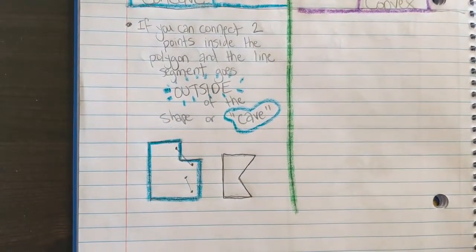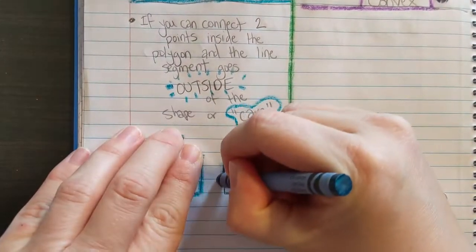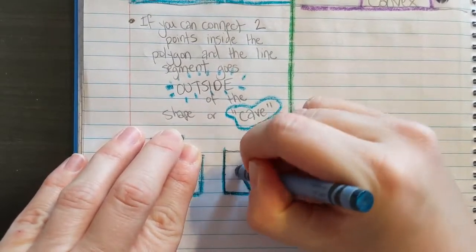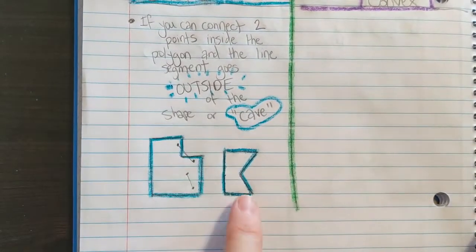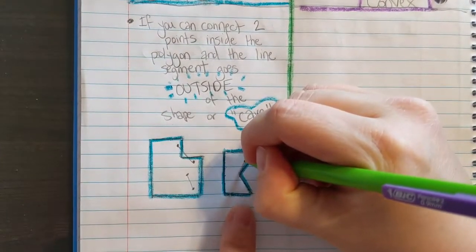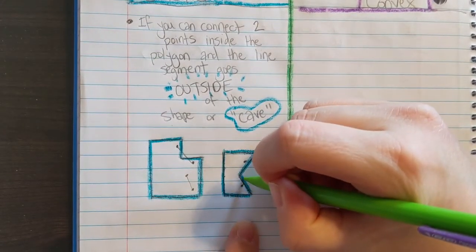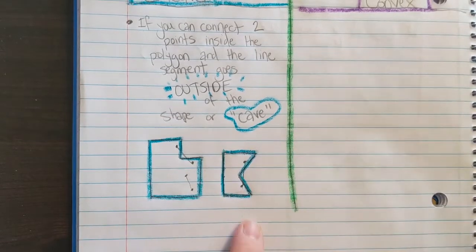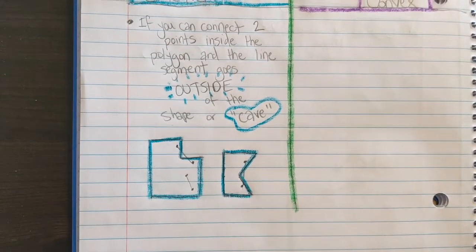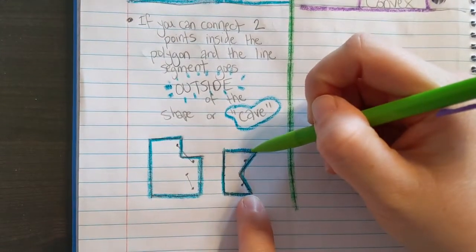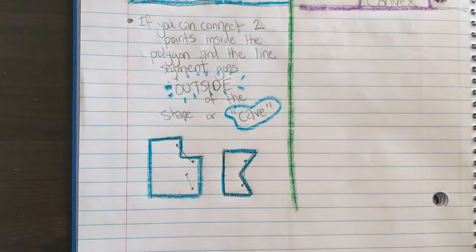because you can tell I could put a point near those parts that are going in. So let me give you an example. I could put a point here and here, and when I connect them, it goes outside of the shape, right there, right? Or I could do it on the two corners, and it would also go outside of the shape.